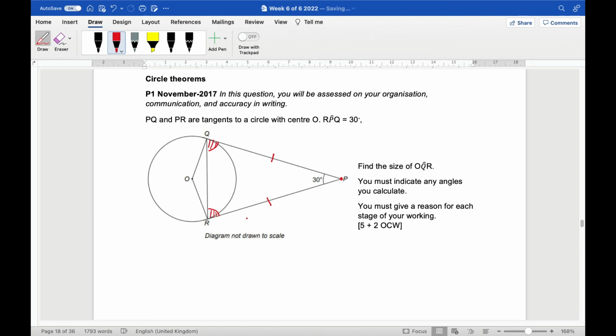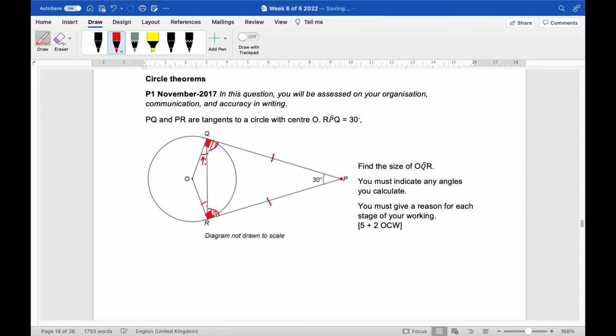The other rule is that if a tangent, where it touches the circle, is connected to the center, that angle is 90 degrees, and that angle is 90 degrees. But that 90-degree angle is made up of that little bit there, which we've put lines through, and this little bit added together, and the same here, that little bit and that bit added together makes 90. So it says find the size of O to Q to R.